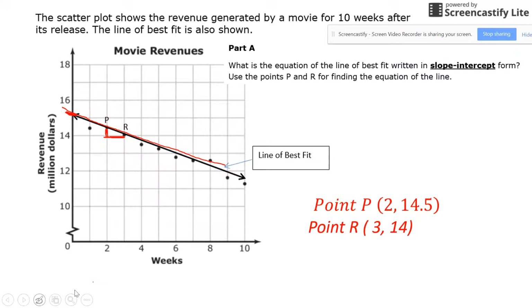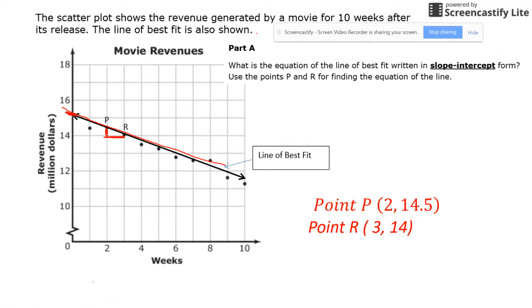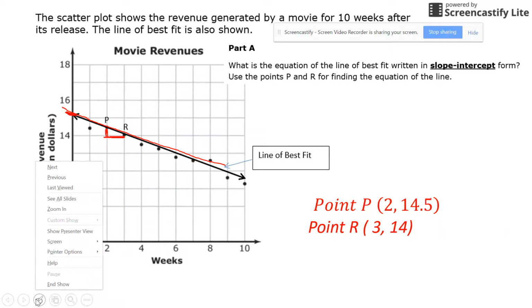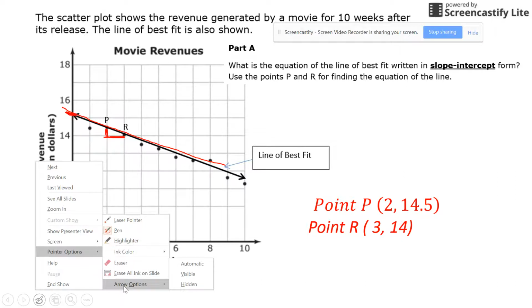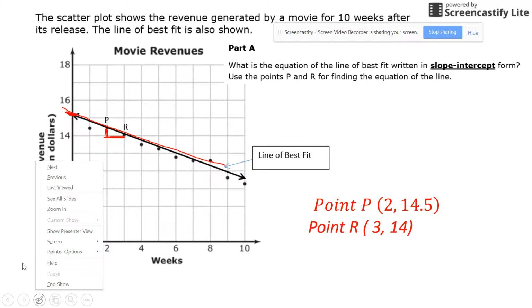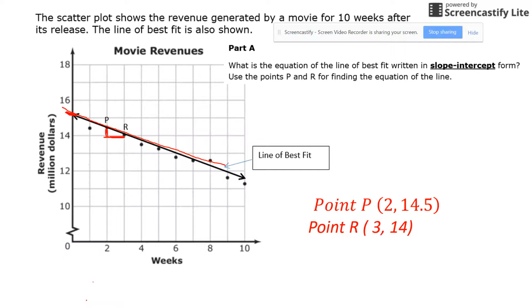So on this, I'm going to subtract my y value, subtract my x value. Slope is change in y over change in x. And then generally, what's going to happen is they're going to ask about some kind of application of it later on. So let's see what we got here.